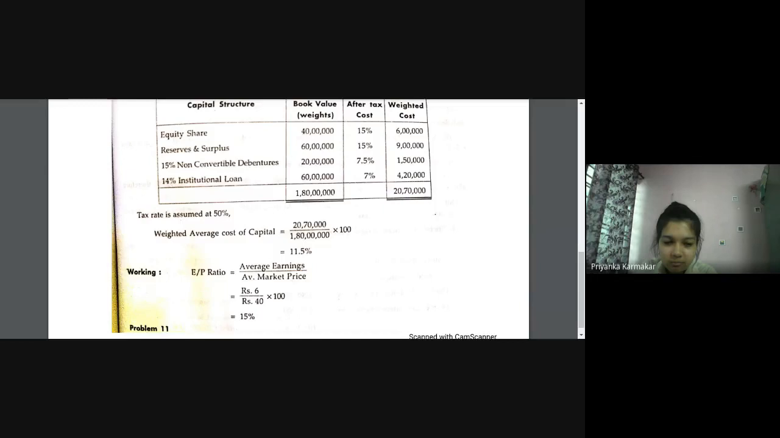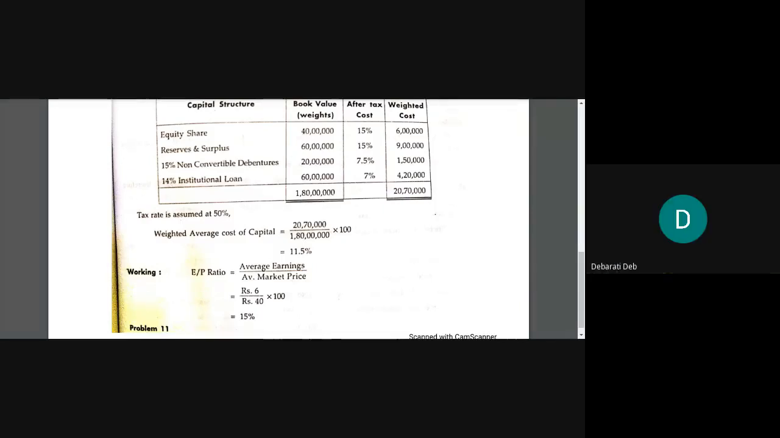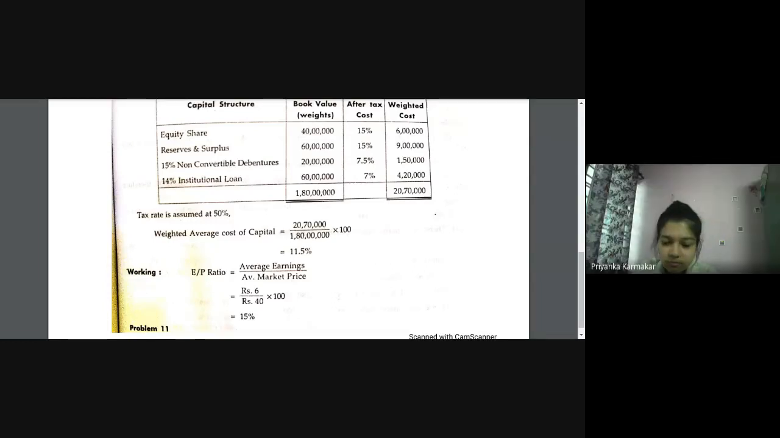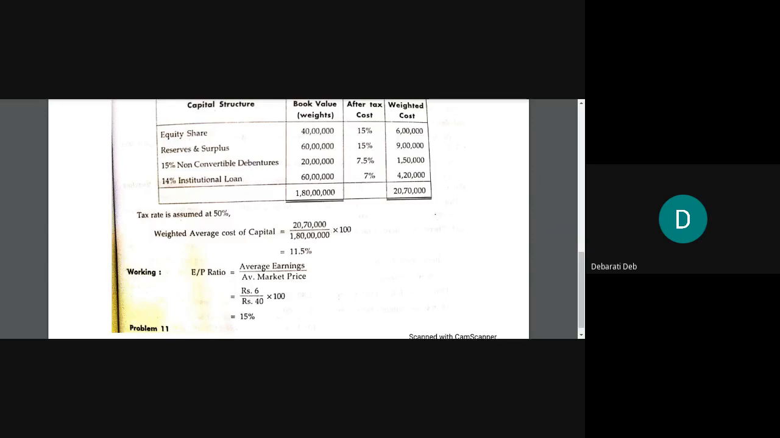Part six means average earnings. Average earnings means average earnings per share. In your question, 3 years of data is given, no? In earnings per share, 7.50, 6 and 4.50 are given. So you have to take the average of that. Understood? Take the average.